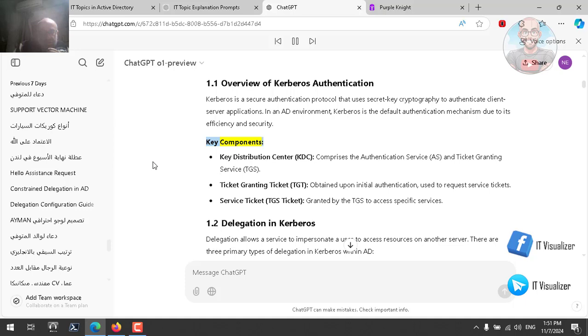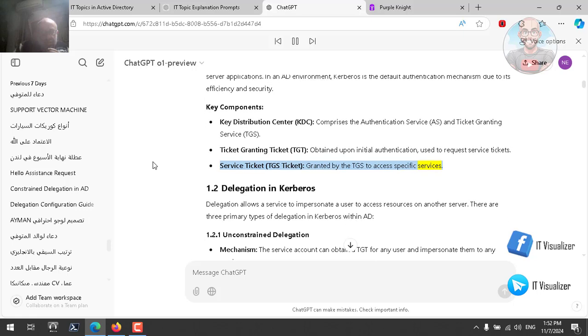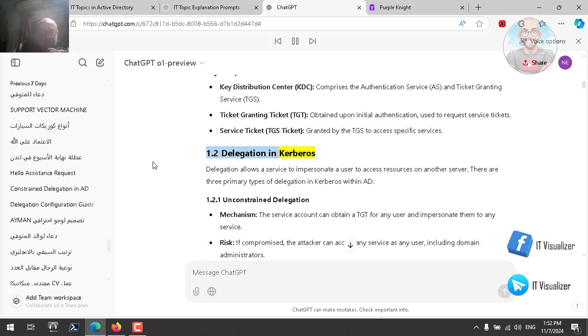Key components. Key Distribution Center, KDC, comprises the Authentication Service, AS, and Ticket Granting Service, TGS. Ticket Granting Ticket, TGT, obtained upon initial authentication, used to request service tickets. Service Ticket, TGS, ticket granted by the TGS to access specific services. 1.2 Delegation in Kerberos. Delegation allows a service to impersonate a user to access resources on another server. There are 3 primary types of delegation in Kerberos within AD.